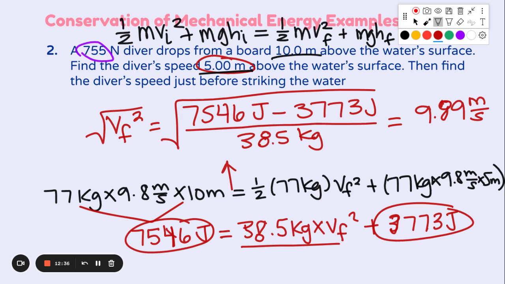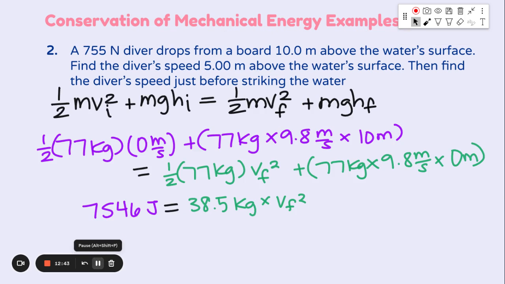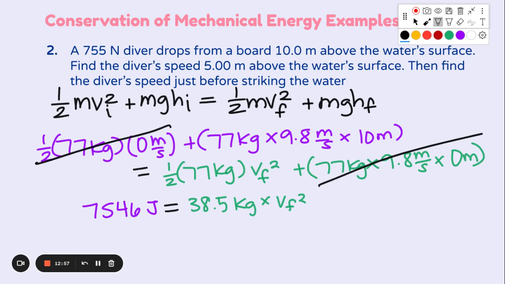Only this time, instead of 5 meters at the end, you're going to have 0 meters. So I'm going to put that formula down real quick and show you how to get the final answer. Okay, let me tell you how I got here. So I plugged everything in like we did in the last problem, except now this first part has an initial velocity of 0, so that's not worth anything. And since it's just above the water surface, this isn't worth anything because that's 0 meters as well. So down here are the values you get when you plug everything in, and then you're going to divide both sides by 38.5 kilograms.